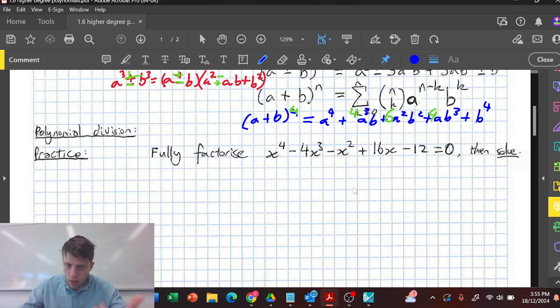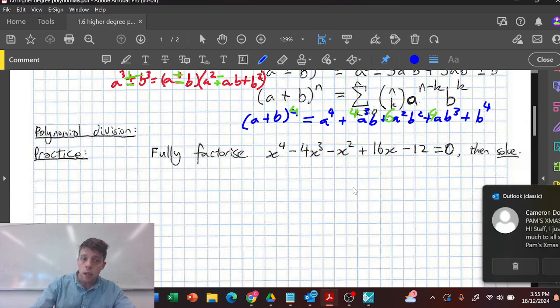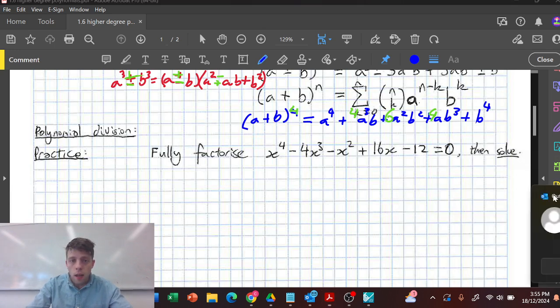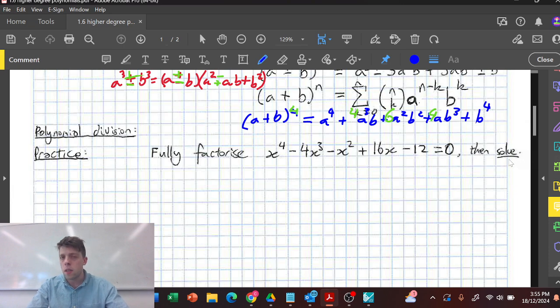Here's the question. I'll always recommend reading the question at least 2 times when we're doing it. We're going to read it once at the start and once at the end. So it says fully factorize. We have this equation here equals 0, and then we need to solve. So always remember to do both parts of that. Some people might fully factorize and then forget to solve. So just keep that in mind.